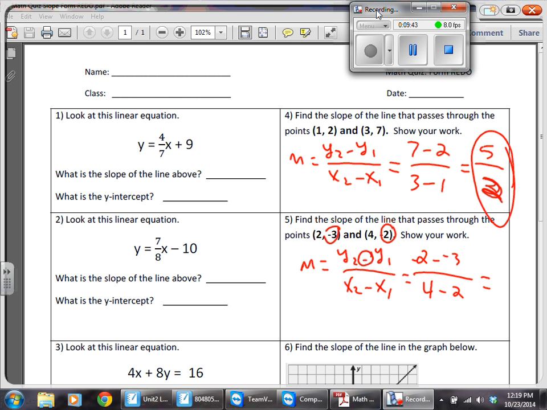-2 minus -3 is the same thing as -2 plus 3, which is a positive 1. 4 minus 2 is 2. We get 1/2. No way that can be reduced. And that is our slope.